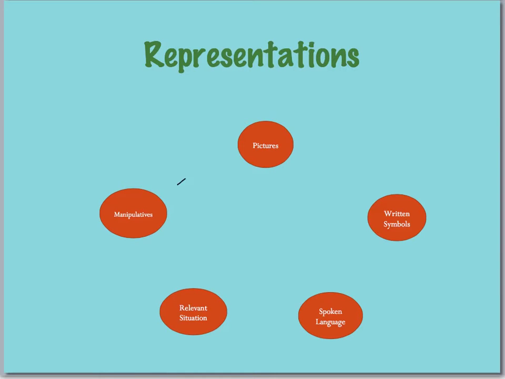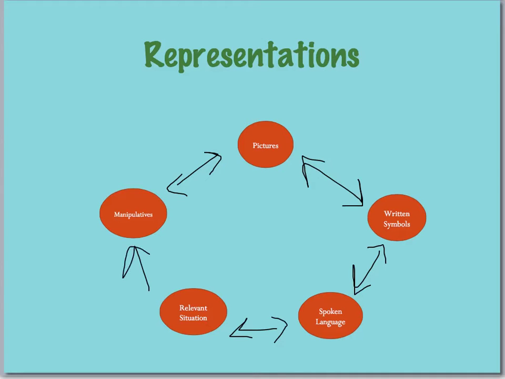Next is the idea of representation. What NCTM talks about is that there are multiple representations of ideas in mathematics. As I'm working my way around these big ideas, I'm going to talk about how they're connected. As you can see, we have pictures, written symbols, spoken language, relevant situations, and manipulatives.